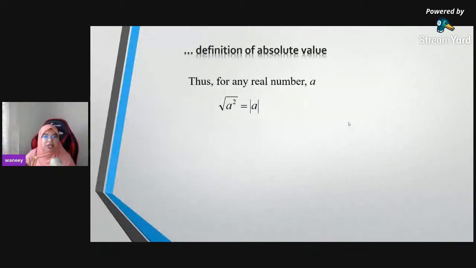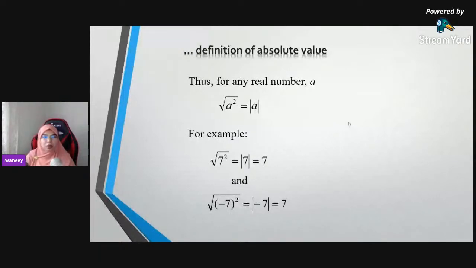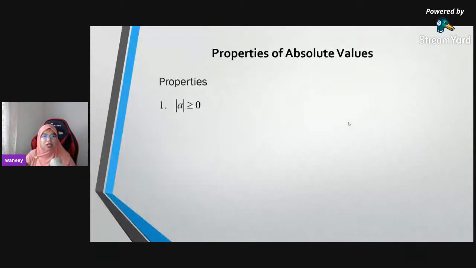Okay, so now for any real number A, the square root of A squared is equal to the modulus of A. So for example, the square root of 7 squared is equal to the modulus of 7, which is simply 7. And the square root of negative 7 squared is simply equal to the modulus of negative 7, which is simply equal to 7. Okay, so now let us start with the properties of absolute value.